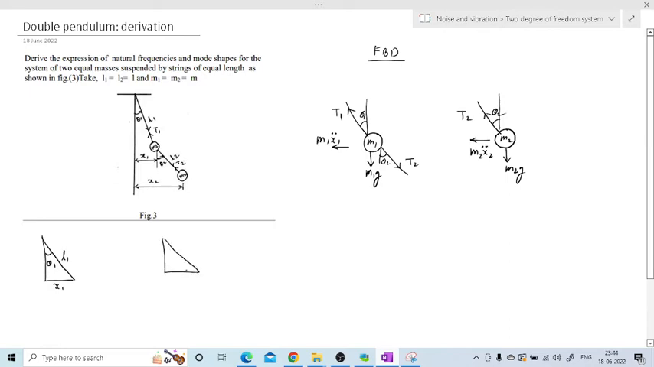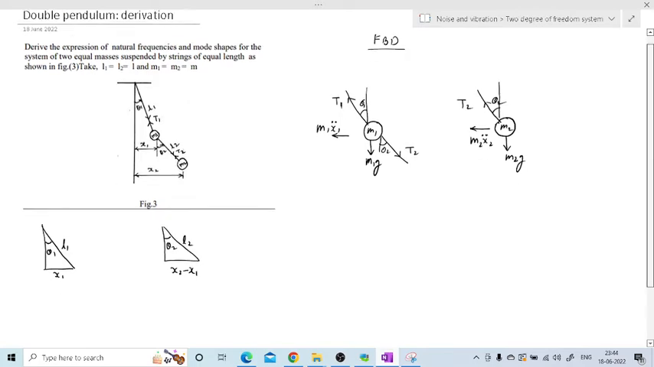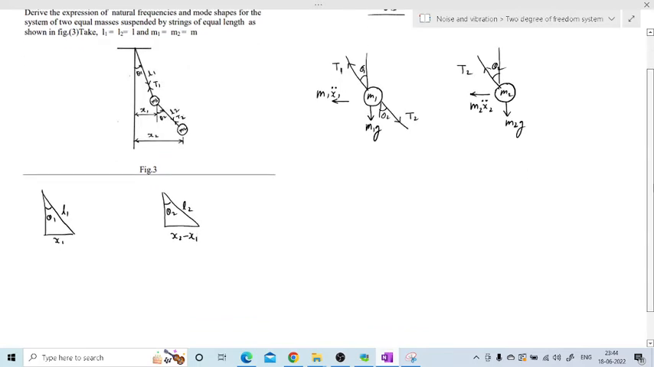In the second triangle, this angle is theta 2, this length is L2, and the linear displacement from this point to this point must be x2 minus x1. Okay, so by using these two triangles, we will get the relation between x1 and theta 1.